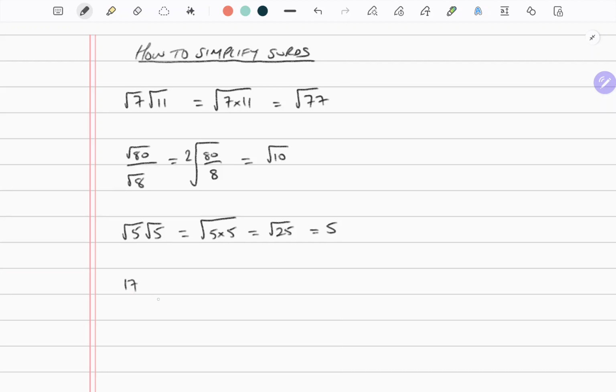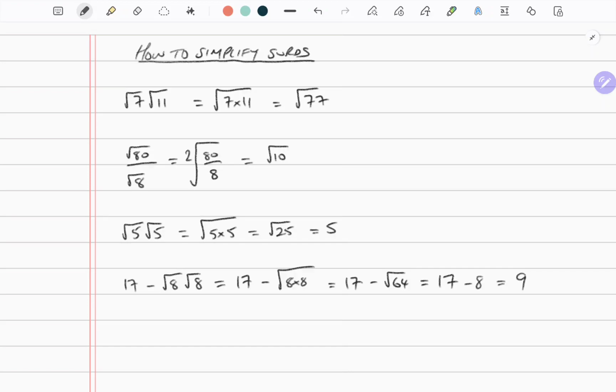Right, let's try something a little bit different. So let's say we had 17 minus square root of 8 multiplied by square root of 8. Well, that gives us 17 minus square root of 8 multiplied by 8, which gives us 17 minus square root of 64, which gives us 17 minus 8. Square root of 64 is 8, so that just gives us 9.